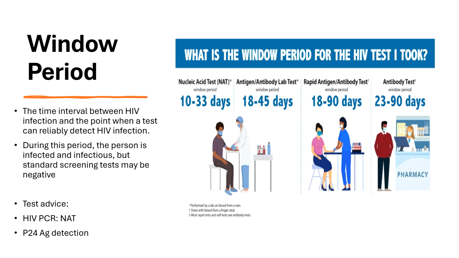What is the window period? It is the time interval between the HIV infection and the point at which the test can detect infection. So if you use a point of care tridot, it will take around 6 to 12 weeks. But this can be reduced with the use of HIV PCR, that is NAT, nucleic acid amplification test, real-time PCR, or P24 antigen detection.